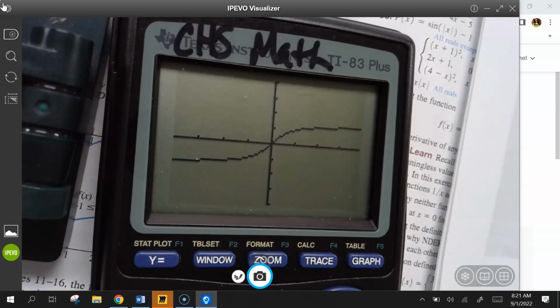I don't know that this one would be considered a vertical tangent. It's not quite flattened out enough.